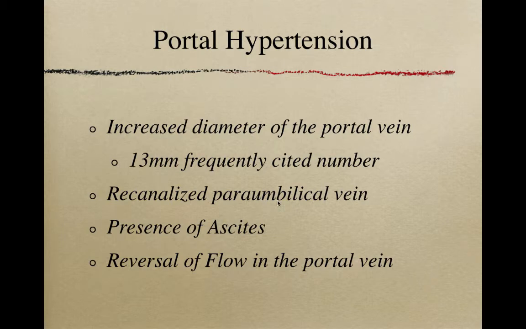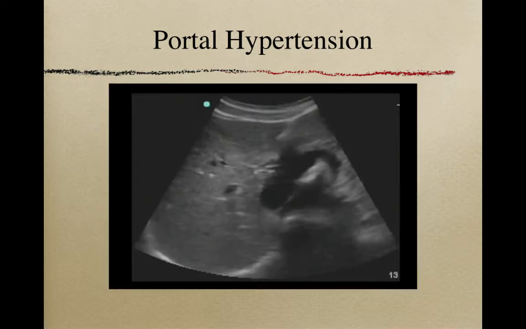The umbilical vein closes at birth, but with high portal pressures, it can reopen, and it looks fairly tortuous, as we'll see. And then looking for presence of ascites, which can often indicate some portal hypertension, and looking for some reversal of flow within the portal vein itself. So we're going to run through each of these.